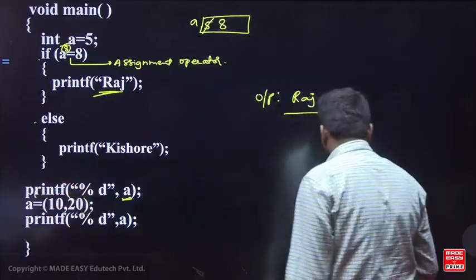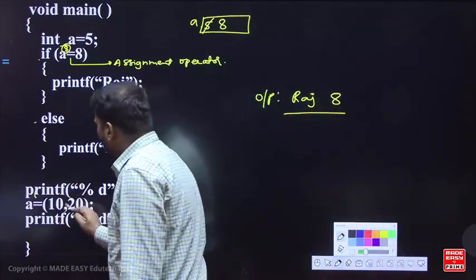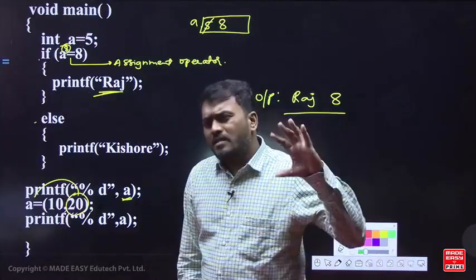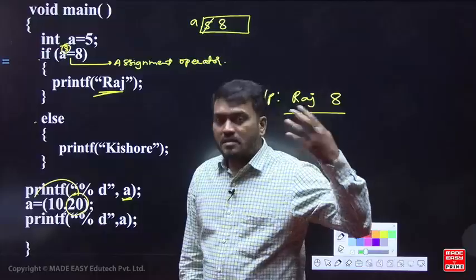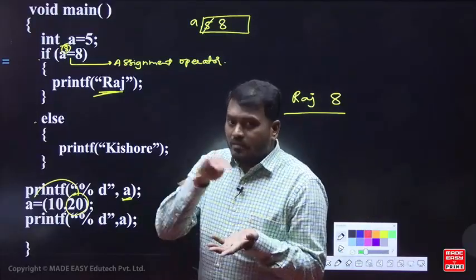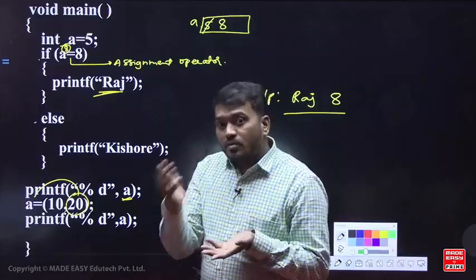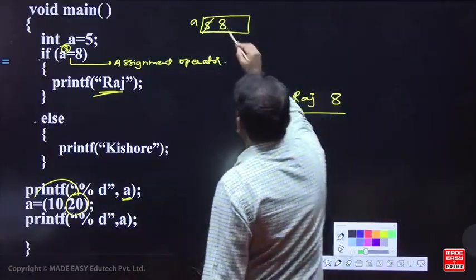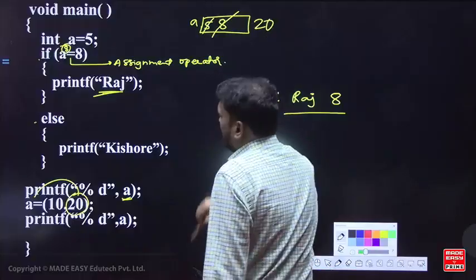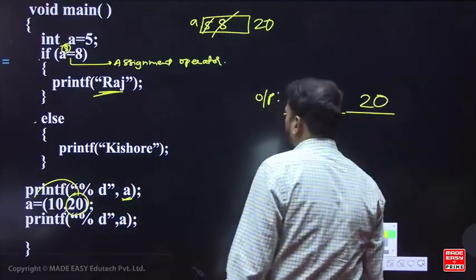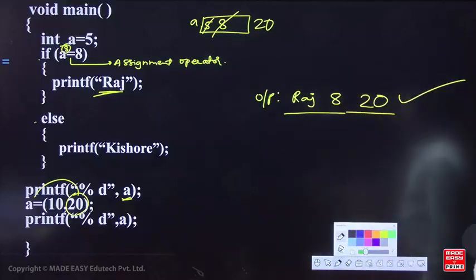So the last value, 20, will be assigned to a. Why is 20 assigned? If you study C language, in the registers it will first take 10 and later 20, then finally 20 will be copied to a. So finally the a value will change to 20. Now if I print %a, it will give 20 as the output. So this is the answer you are going to get.